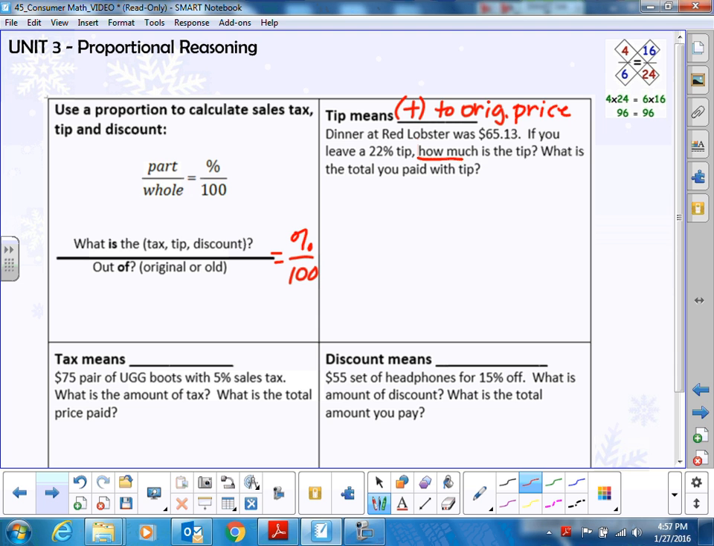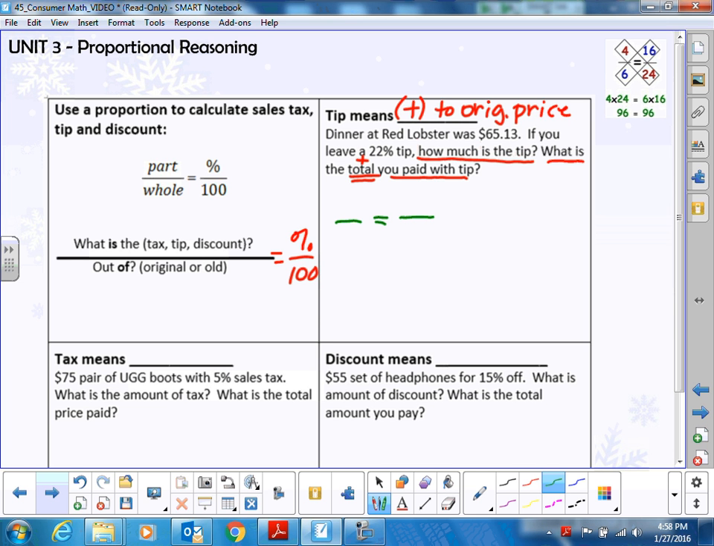So here's my first question. How much is the tip? I'm not adding or subtracting anything right now. I'm just finding how much the tip is. But then it asks, what is the total, which means to add, you paid with tip? So we have two steps here. The first is finding how much the tip is, and then finding the total that we're going to pay with tip. So first step, set up our proportion.